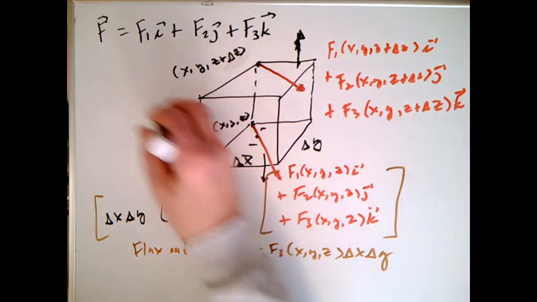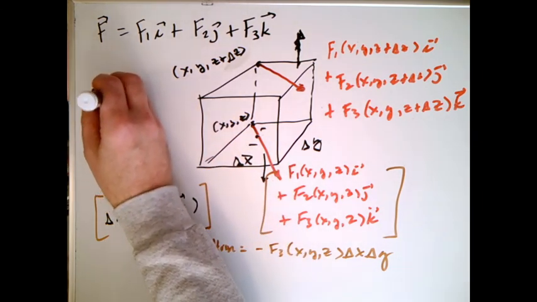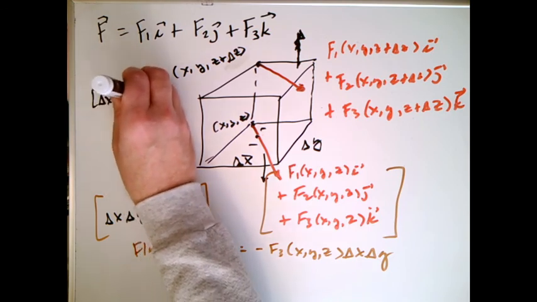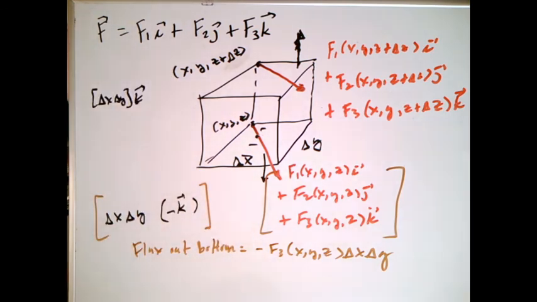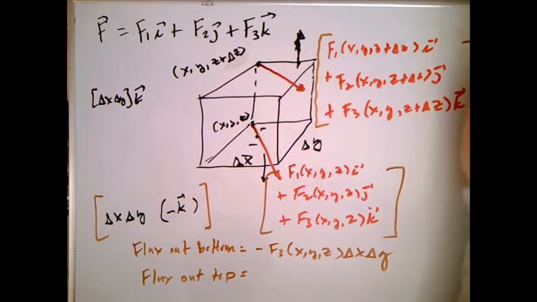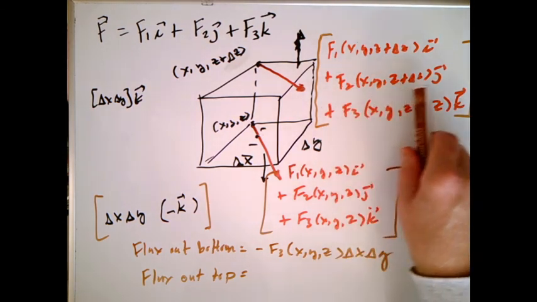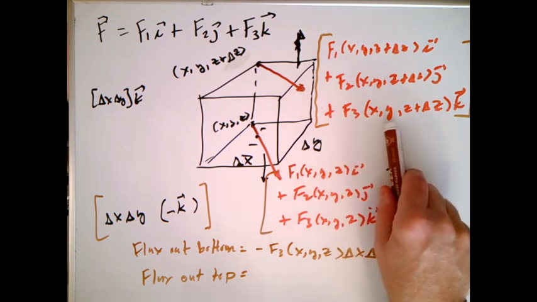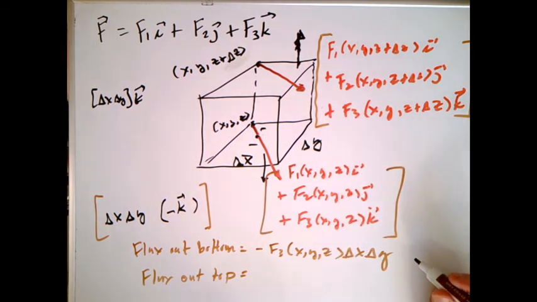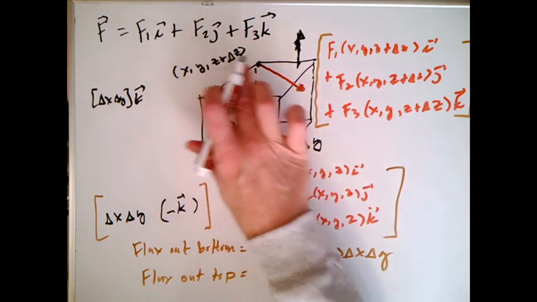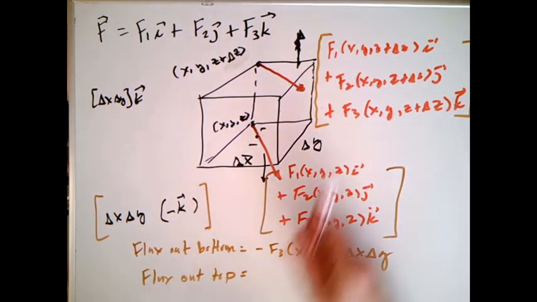So the area vector on top should be something like delta x, delta y times plain old k, and then the flux out the top is going to be this big red vector up here. So that's f1(x, y, z plus delta z) i plus f2(x, y, z plus delta z) j plus f3(x, y, z plus delta z) k. Remember, that's just the arrow we get when we plug in the point (x, y, z plus delta z), so all of this red stuff is just this arrow.